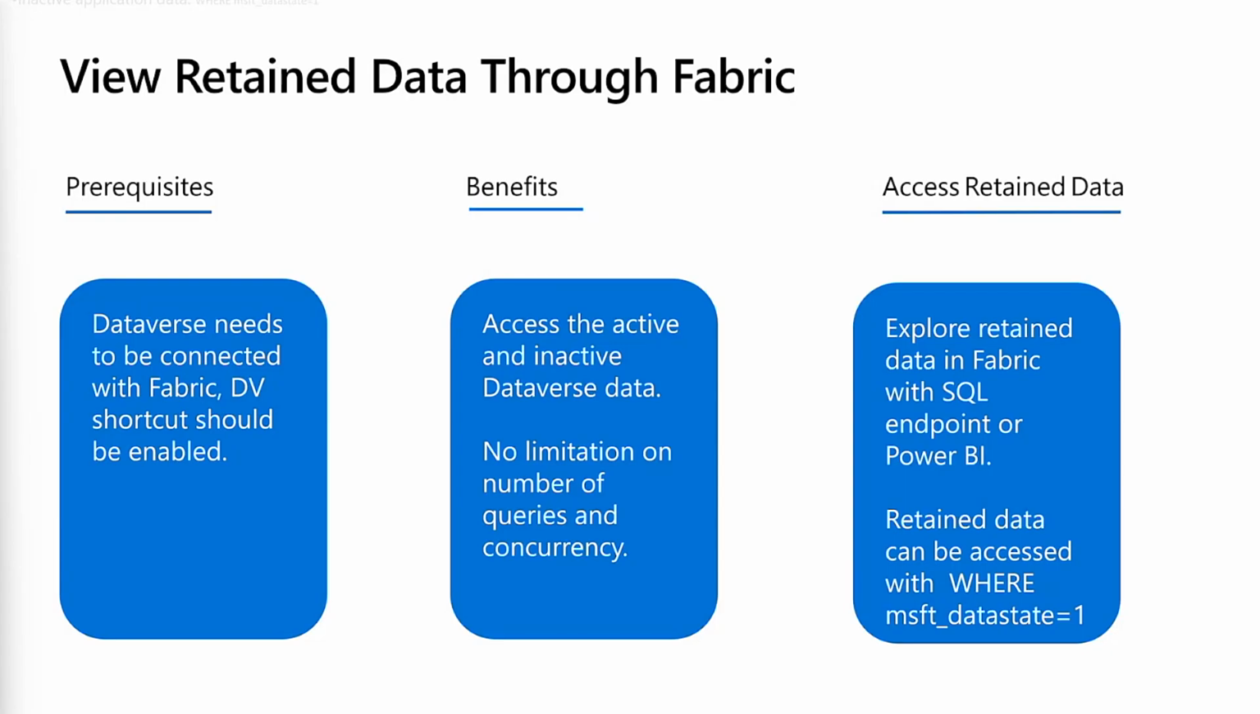The only thing that you need to remember is, as we get both active and inactive data for any particular table, when you are trying to access the inactive data, you need to put a condition where MSFT underscore data state equals 1. That is the data state for an inactive record.